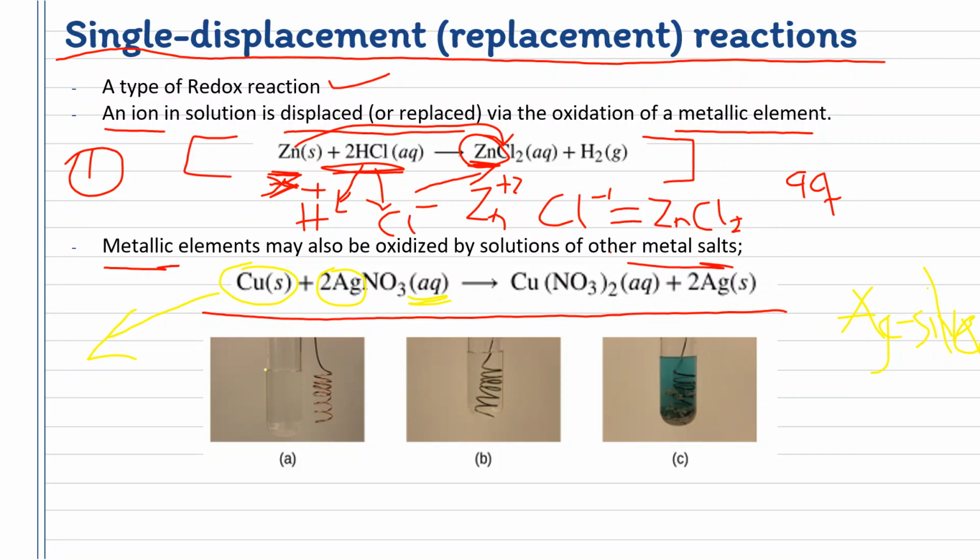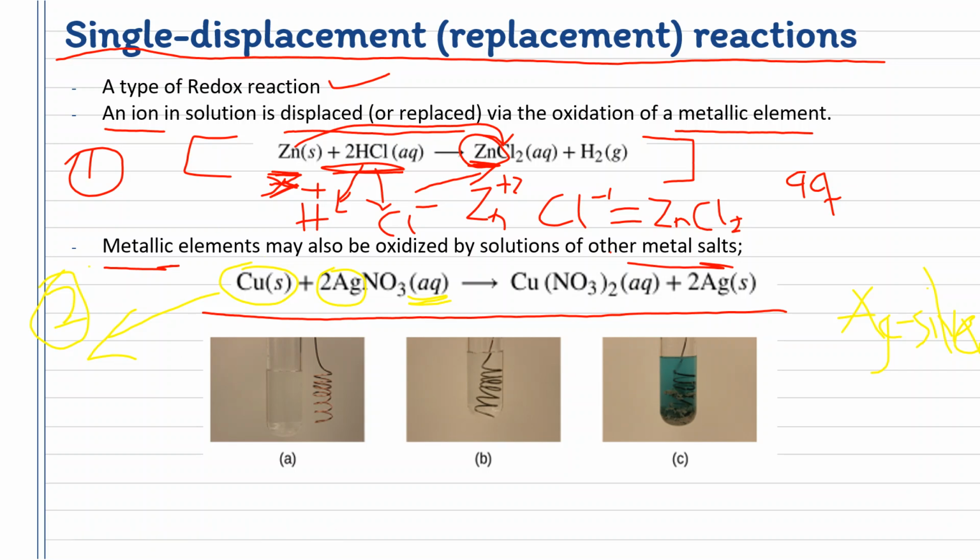We're saying that another kind of single displacement reaction is when a metallic element is oxidized by another solution of other metals. So this solution has a metal, right? And in this solution having a metal, we're going to see a loss of electrons and gaining of electrons going on in this reaction. But the difference between number one and number two is that number one was just a metal replacing any ion. In number two, we're going to see a metal replacing another metal. So let's see how that happens.